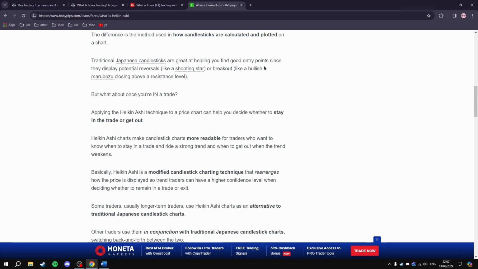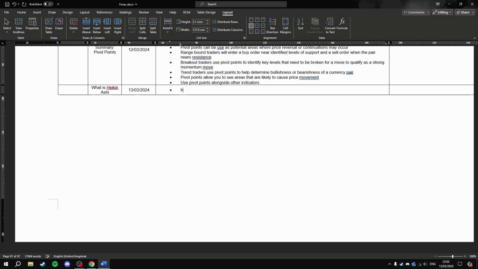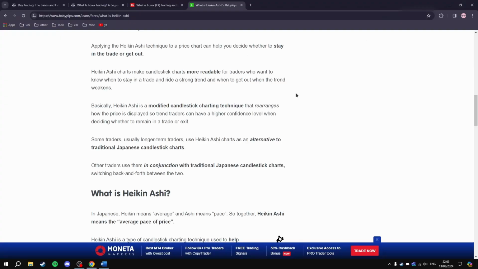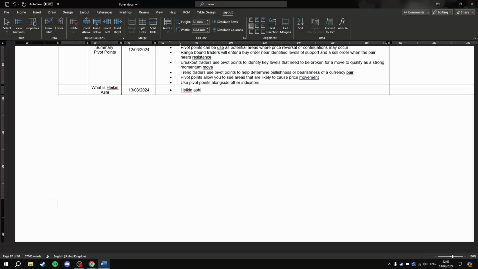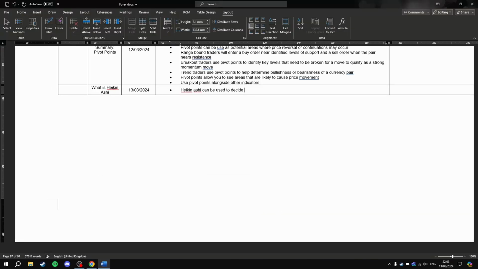But what about once you're in a trade? Applying the Heikin Ashi technique to a price chart can help you decide whether to stay in the trade or get out. So, Heikin Ashi can be used to decide whether to stay in a trade or get out.